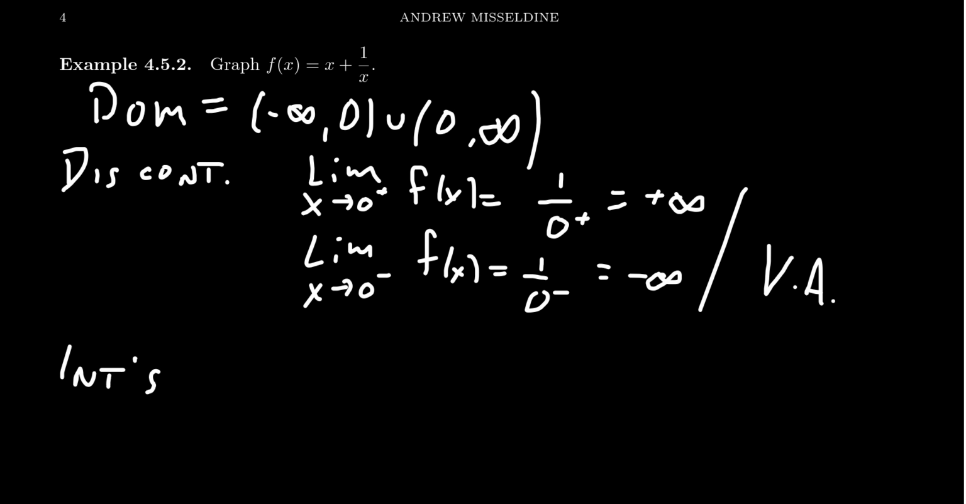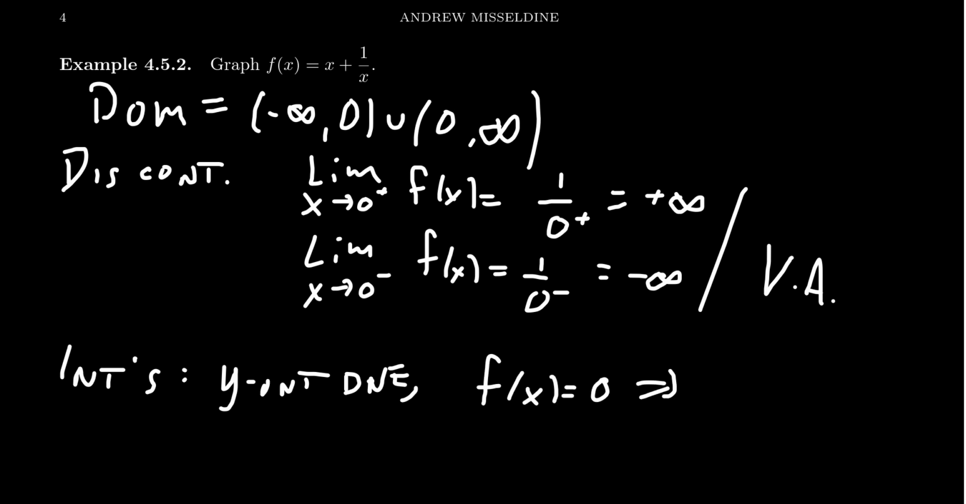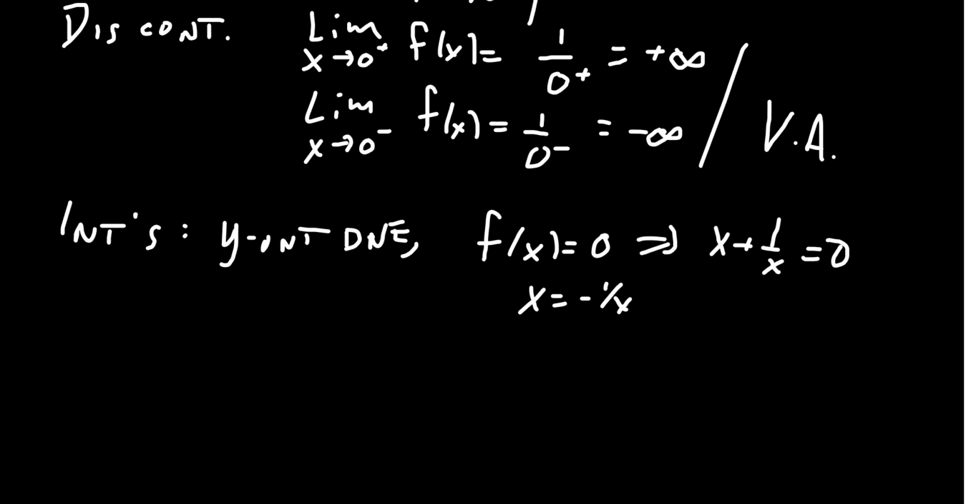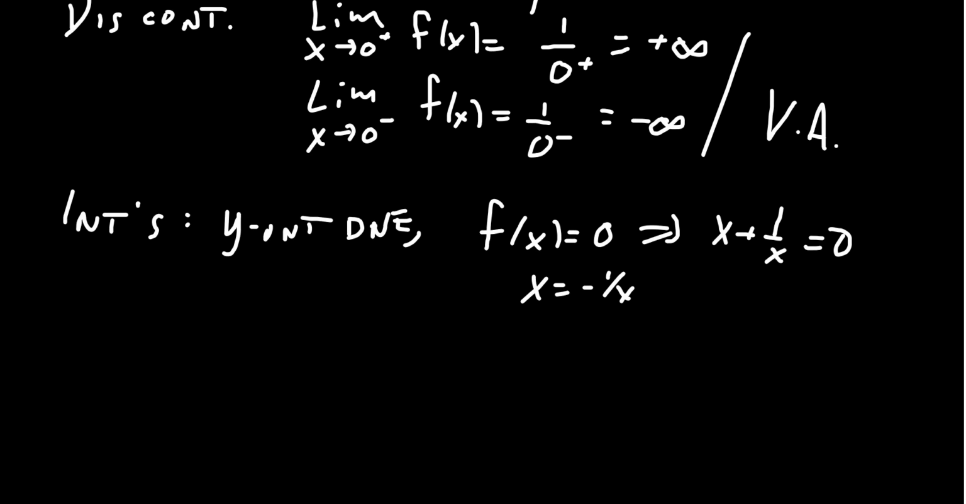Well, because x equals 0 is outside the domain of the function, turns out there is no y-intercept, right? The y-intercept does not exist. In terms of x-intercepts, if we looked at the equation f of x equals 0, this would imply we look at x plus 1 over x equals 0. This gives us that x equals negative 1 over x. Times both sides by x, you get that x squared equals negative 1.